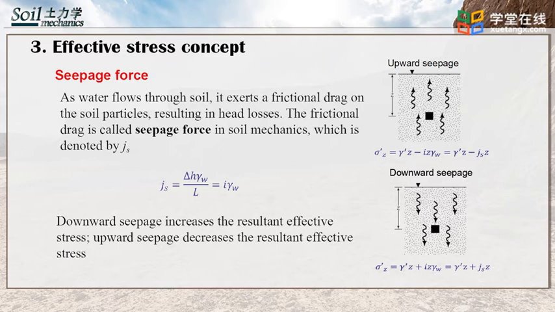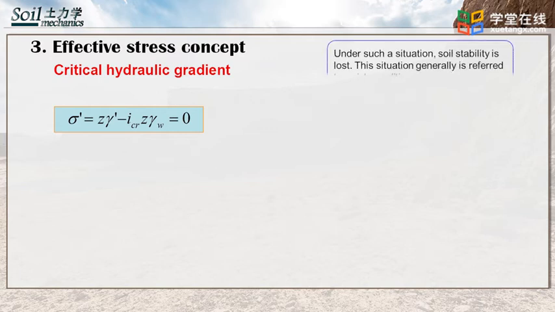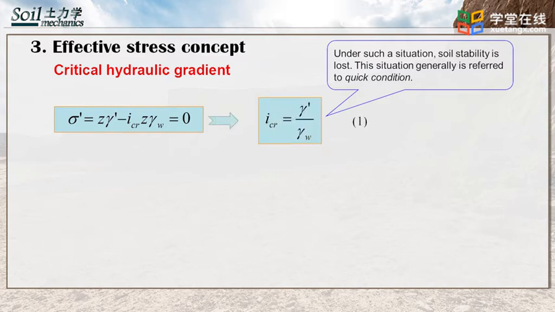effective stress. Under upward seepage condition, if the hydraulic gradient is large enough, the effective stress may decrease to 0. Under such a situation, soil stability is lost, which is referred to as quick condition. The corresponding hydraulic gradient that leads to 0 effective stress is called critical hydraulic gradient, as expressed in equation 1, which varies from 0.9 to 1.1 for most soils.